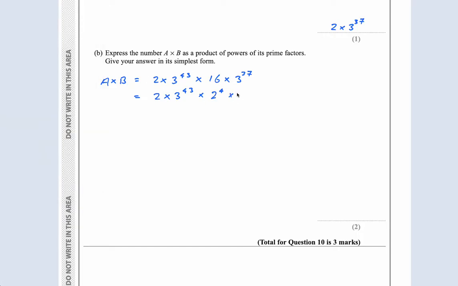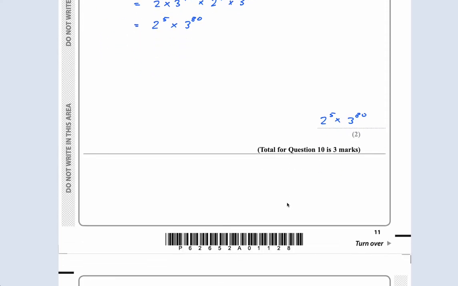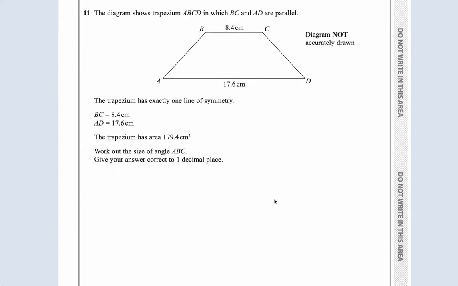2 to the power of 4 times 3 to the power of 37, and then you just simply combine them. So this is like 2 to the power of 1 times 2 to the power of 4. We add our indices, so that becomes 2 to the power of 5. And similarly, we add 43 and 37, which gives us 80. So that's 3 to the power of 80. 2 to the 5 times 3 to the 80. And that's it. It says as a product of powers of its prime factors, so that's definitely fine. Okay, question 11.